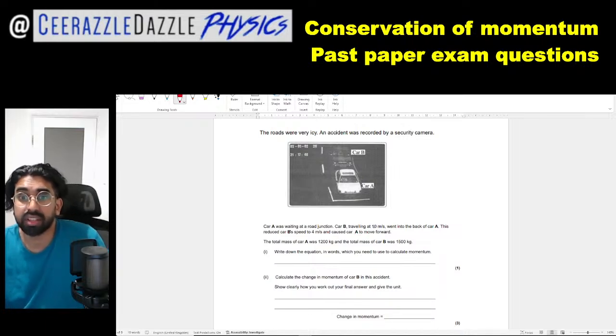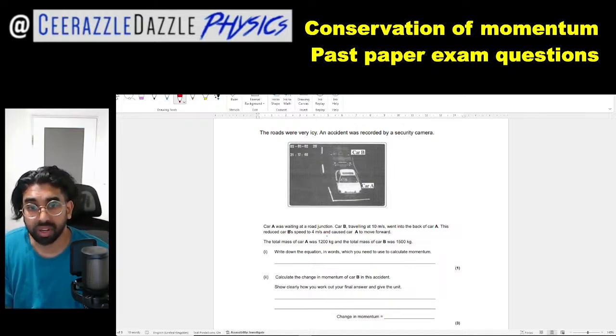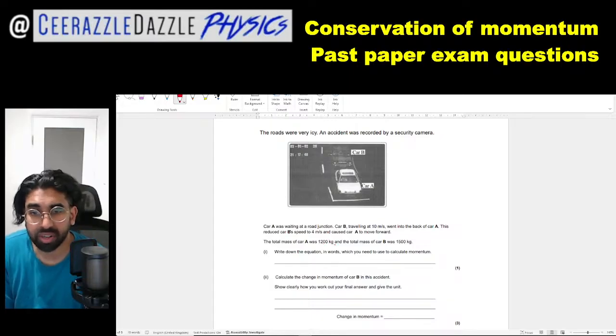Right, okay, so over here. The total mass of car A was 1,200 kilograms and the total mass of car B was 1,500 kilograms. Write down the equation you need to work out momentum. Right, momentum is equal to mass times velocity. Okay, there we go, we're done.